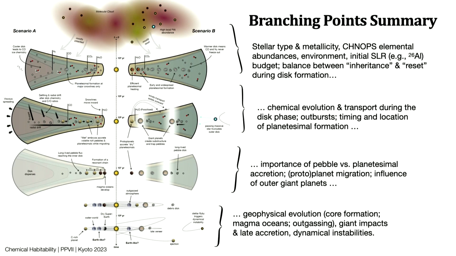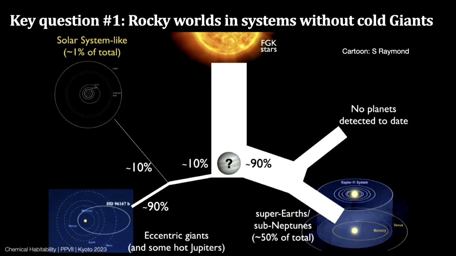Just to highlight two types of systems, and then I'll stop, that I think are very interesting in the near future. It's this question of what happens to rocky worlds in systems without giant planets, right? We have to remember that of the sun-like stars, only about 10% or so have a giant planet. Only about 10% or so of those have a cold giant planet. So what happens in these other 99% of systems?